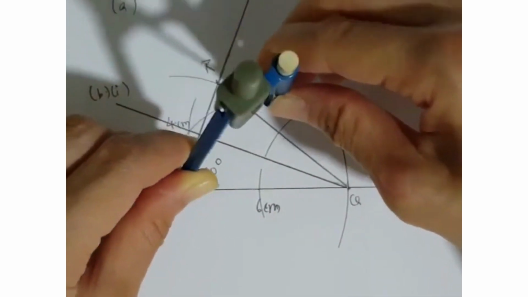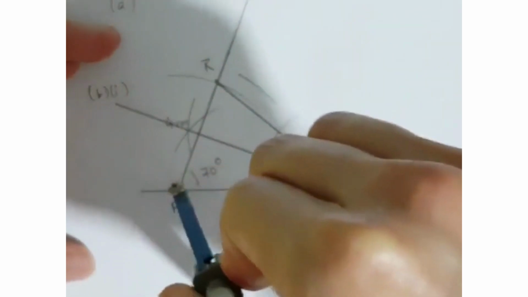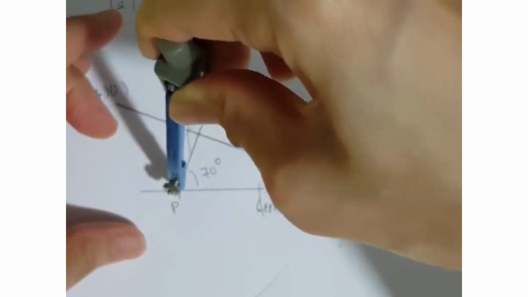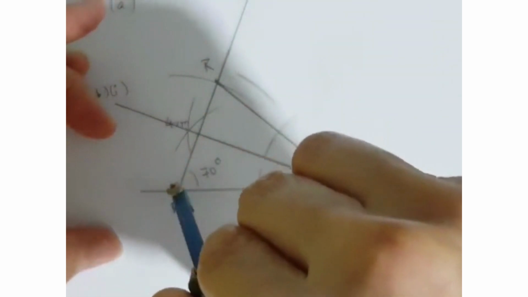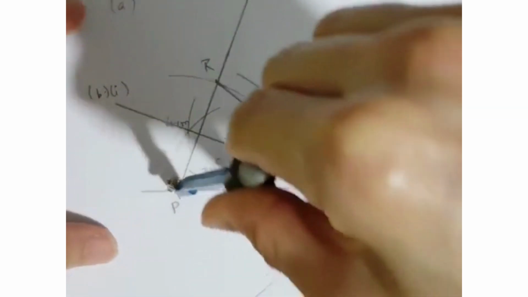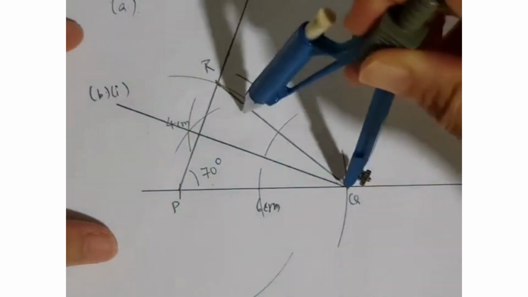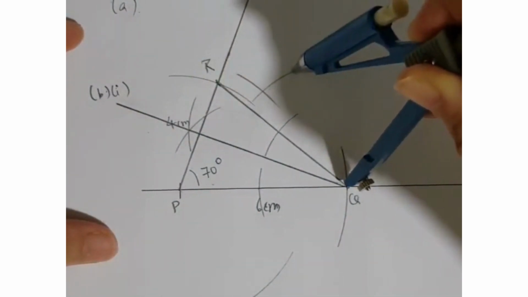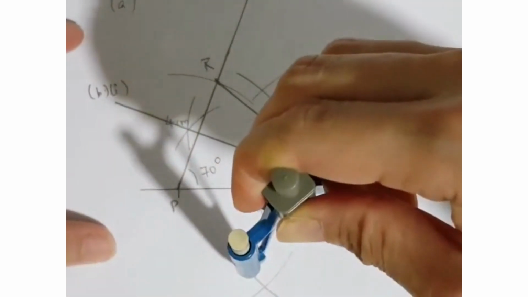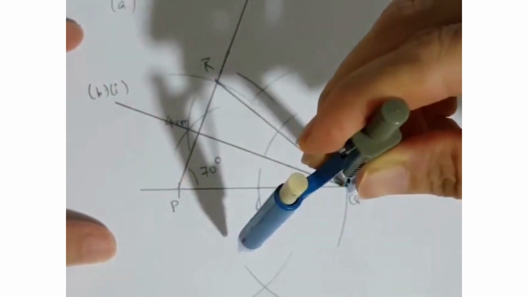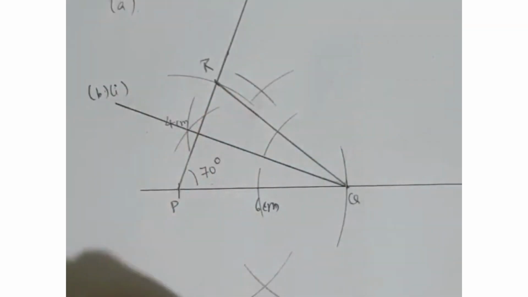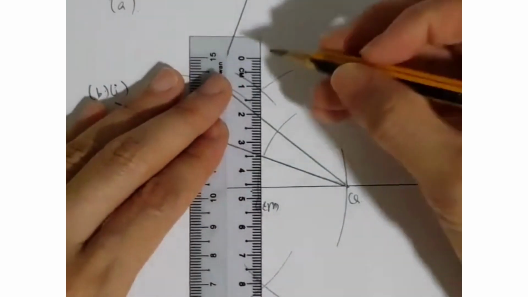Alright, draw. Then after that, go over here to the other side and draw, and then here. Alright. Then we will connect them.